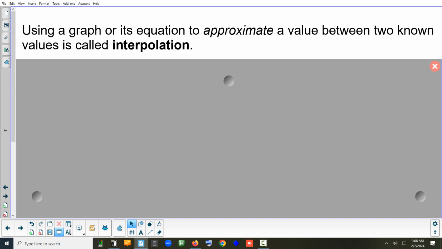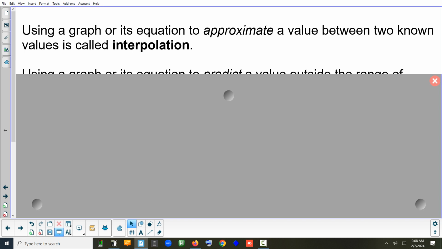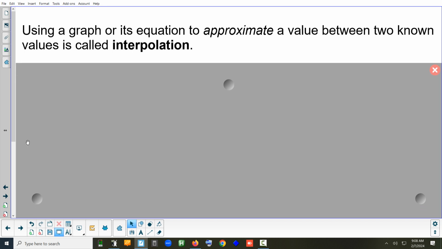All right, so let's start with interpolation. On your guided notes, it says when you use a graph or its equation, that's like the formula, to approximate or predict a value between two known values. That's called interpolation. So inter means between, making a prediction between two values that you know.